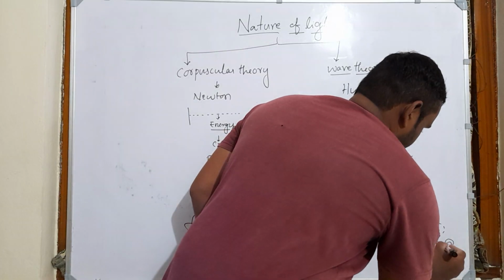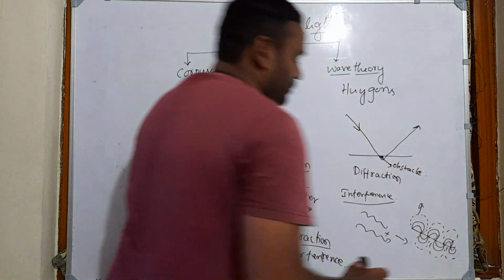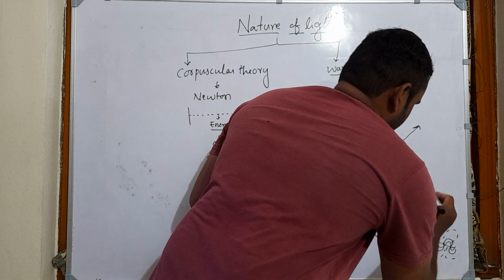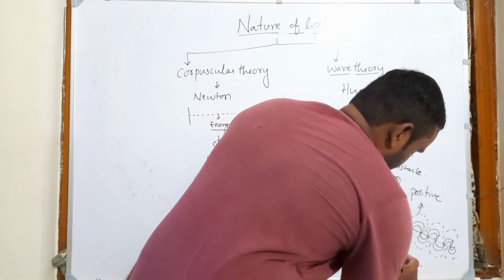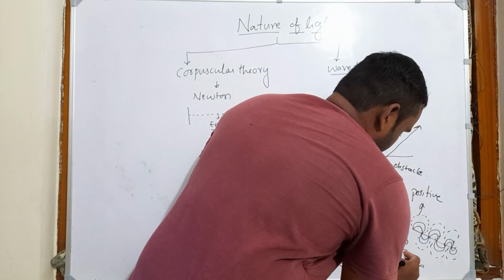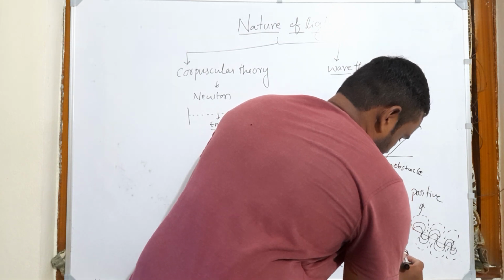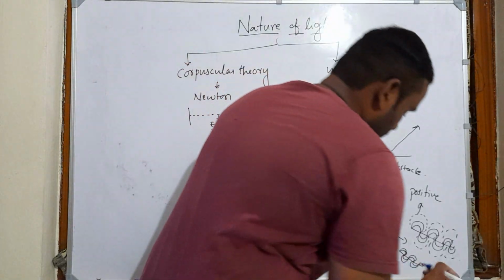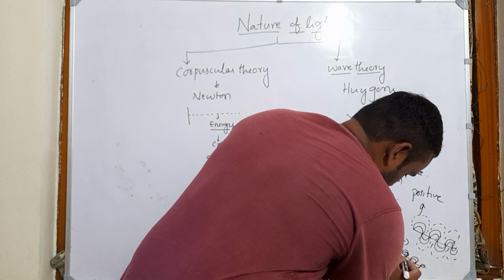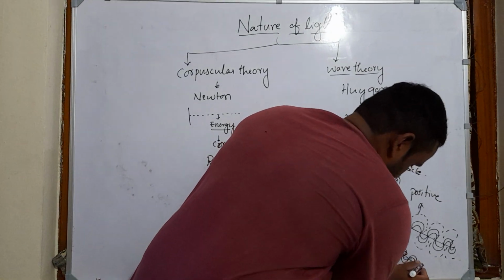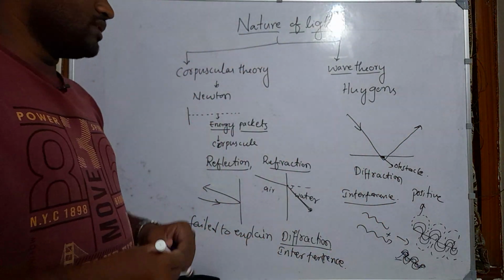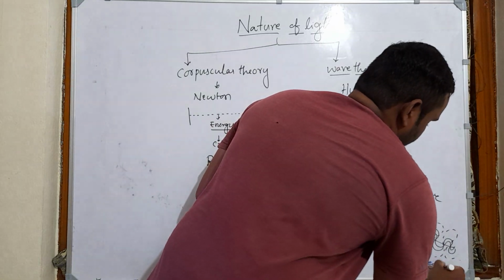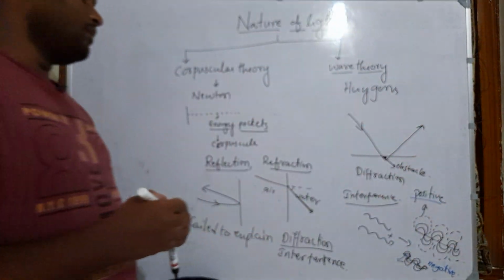This is called positive interference. For negative interference, let us consider this is wave 1 and this is wave 2, and the resultant wave is like this, means the wave size is decreasing. So this process is nothing but negative interference. This is the positive interference.